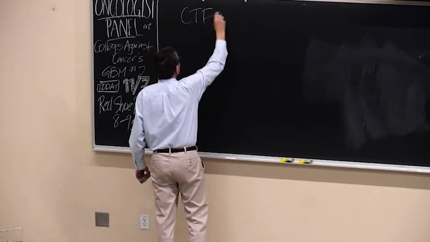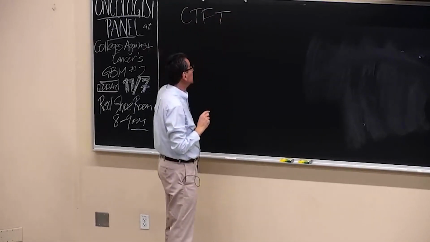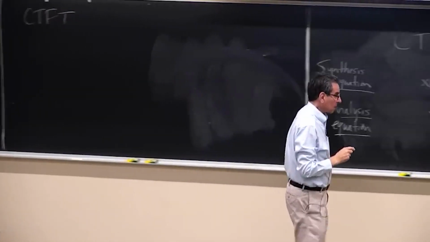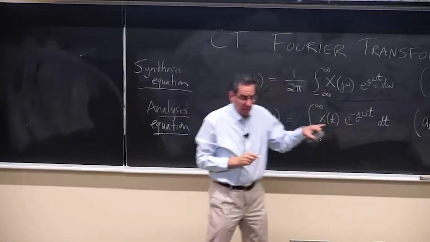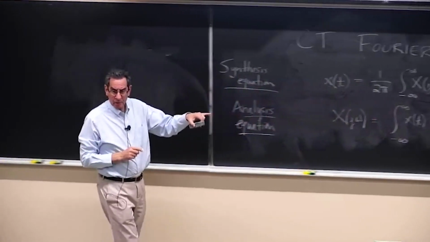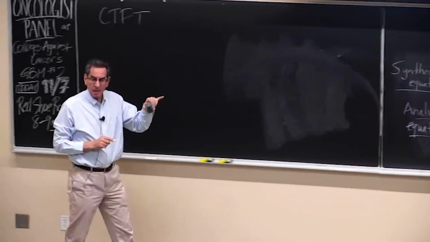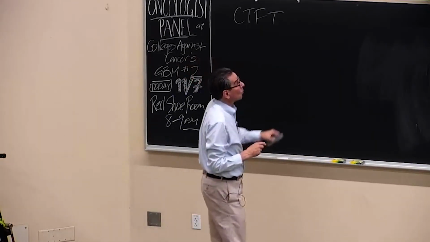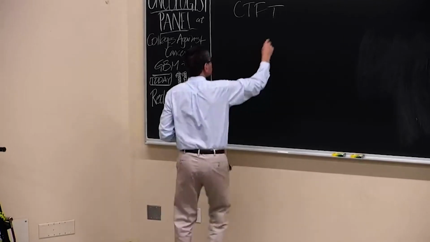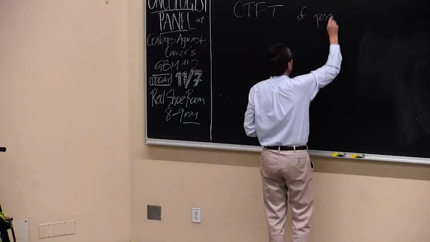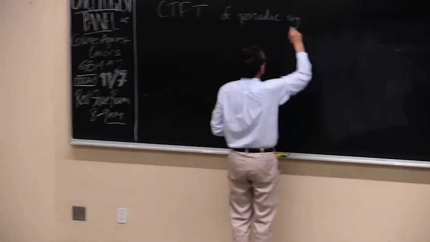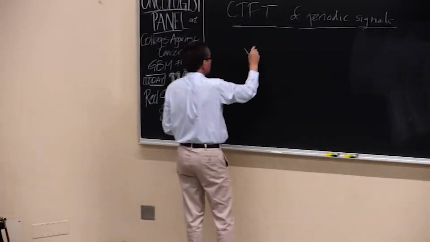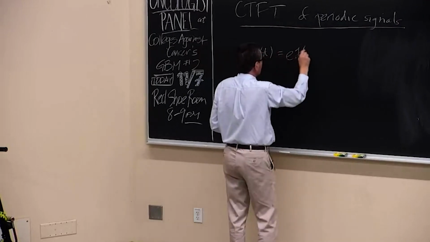It requires the same sort of thing we had to do when we talked about the Fourier series of a periodic impulse train. So what we're going to do is look at, as an example, x of t equals e to the j omega naught t.